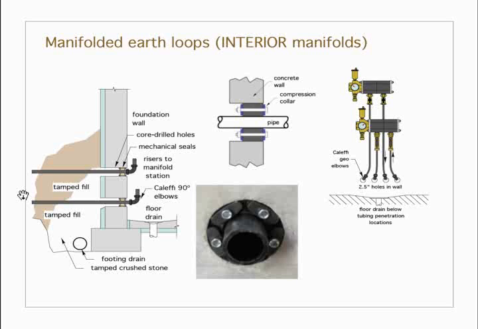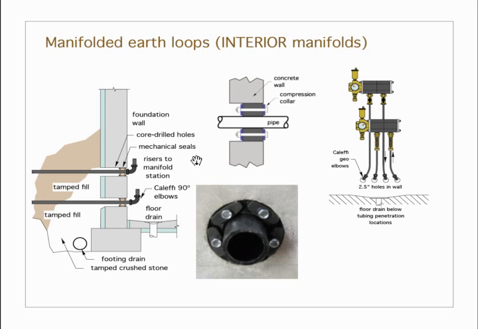Here's some details of how you might penetrate a foundation wall. Assuming you're, let's say, doing a horizontal earth loop. We're assuming here a concrete foundation wall. You would do a borehole for each tube coming through. And then a question often comes up, how do I seal that pipe so I don't have water from outside the foundation leaking into the basement? The answer is not a tube full of silicone caulk.